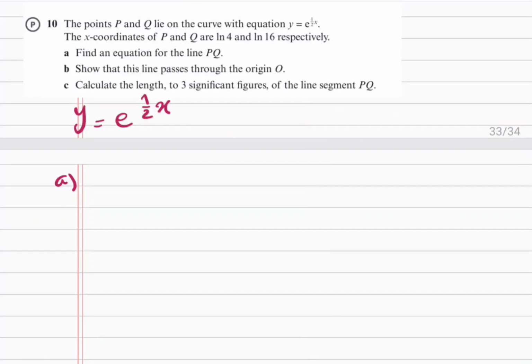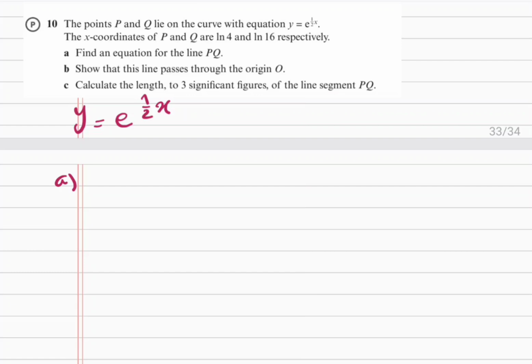Hi everyone, this video is on mixed exercise 14 question 10. The points P and Q lie on the curve with equation y equals e to the power of half x, and the x coordinates of P and Q are ln 4 and ln 16 respectively. In part A, we want to find an equation for the line PQ.